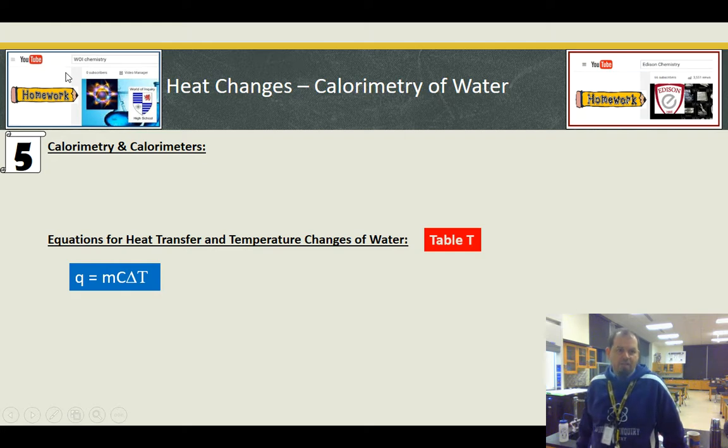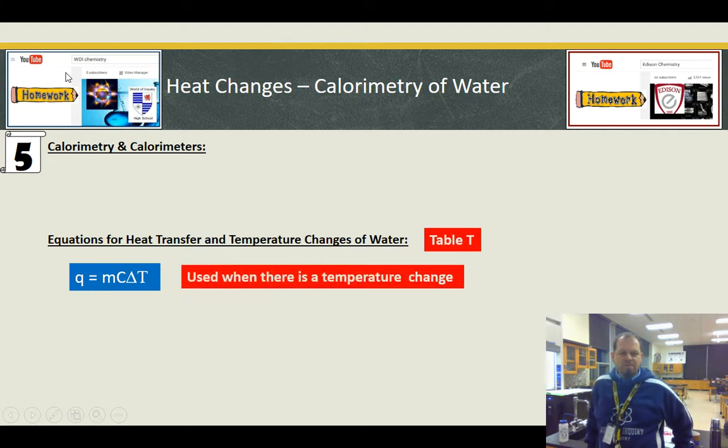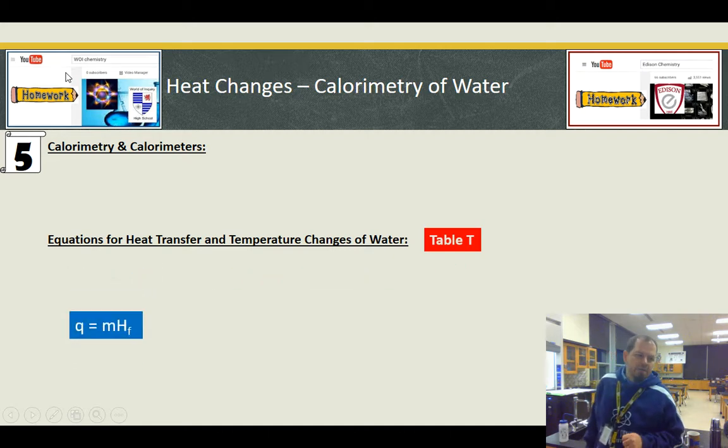This is what I call MCAT, because that's mcΔT. Delta means change in temperature. And I'm going to use this whenever in the problem there is a temperature change. So there'll be 2 different numbers for temperature in this. And the nice piece, though, is I don't have to convert Celsius to Kelvin or Kelvin to Celsius, because a change in temperature in either is the same number. So we're good there.